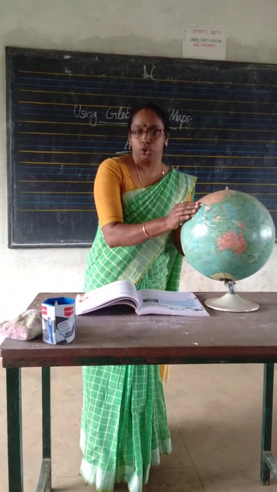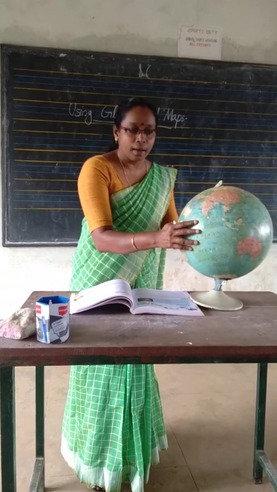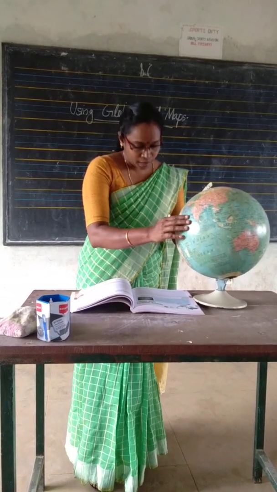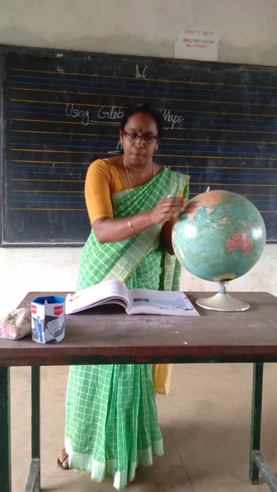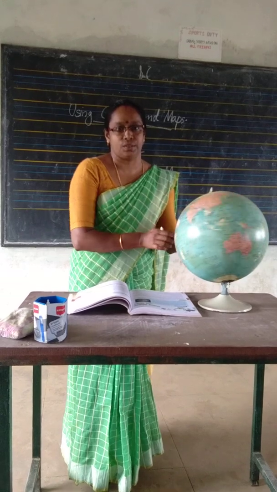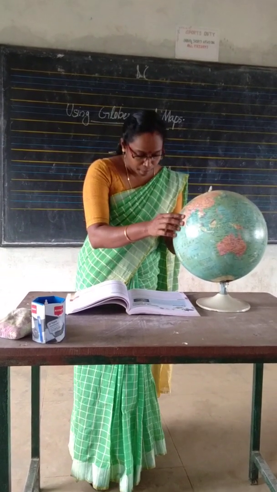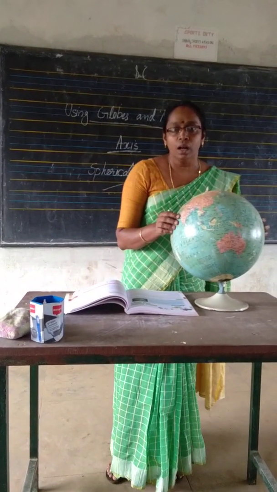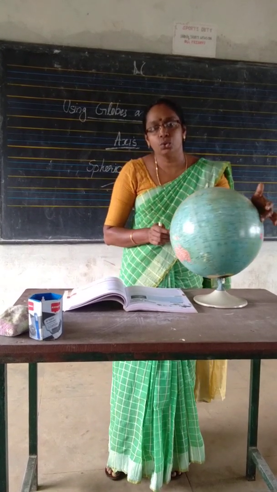A slanting position. We can see that the globe is not like this. The globe lies in a slanting position. Okay. The earth spins on its axis. This movement is known as spinning. Okay. The earth spins on its axis from west to east. The earth moves on its own axis from west to east.